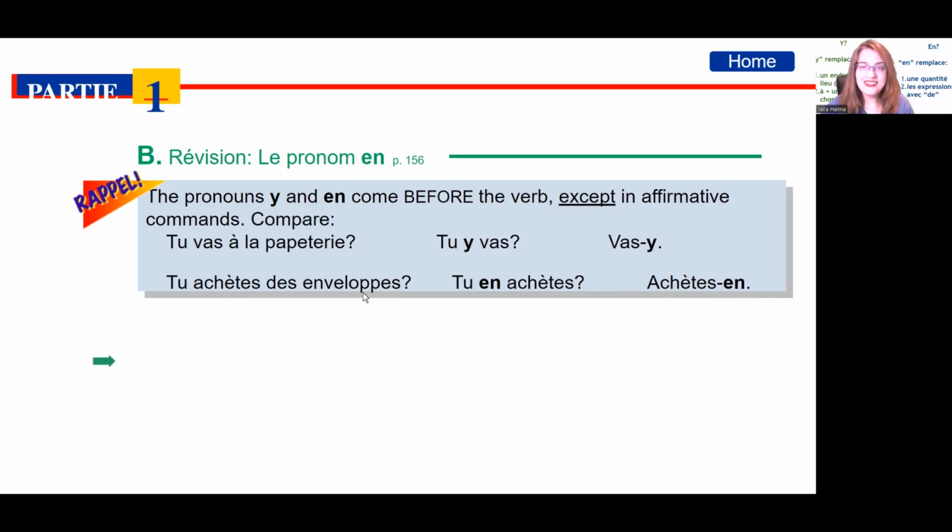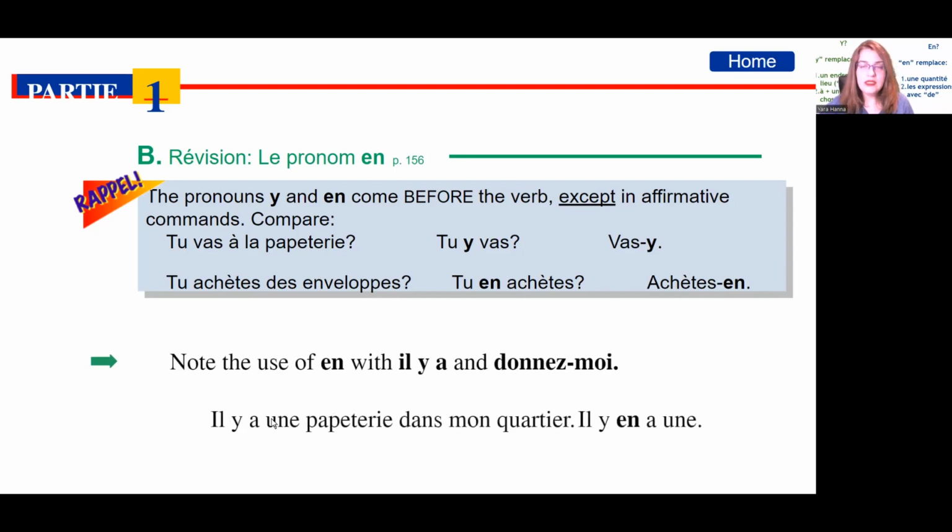Achète-en. Note the use of en with il y a and donnez-moi. Here's an example. Il y a une papeterie dans mon quartier. There is a papeterie, stationery place or store in my neighborhood. Il y en a une, there is one.